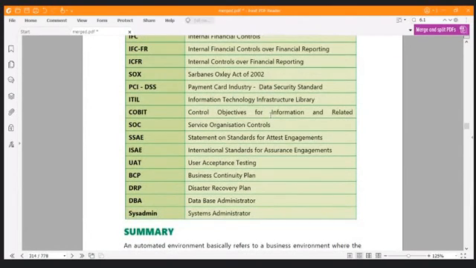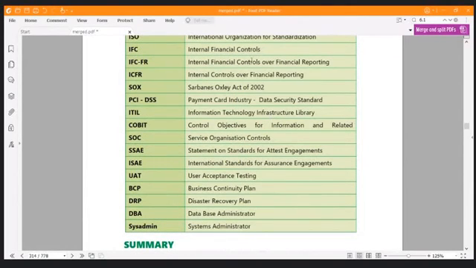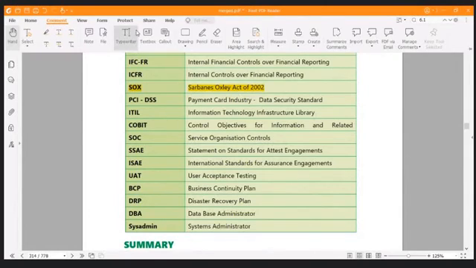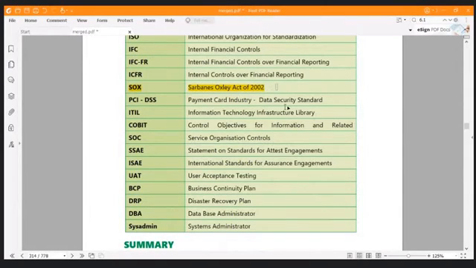ICFR, Sarbanes-Oxley Act. Yes, Sarbanes-Oxley Act. This is where the whole talk of risk and controls is coming from. This act.